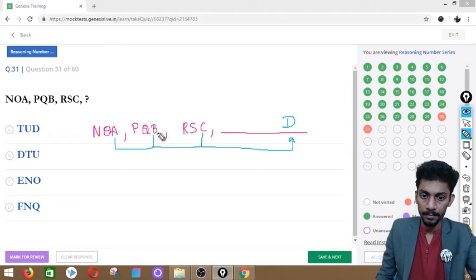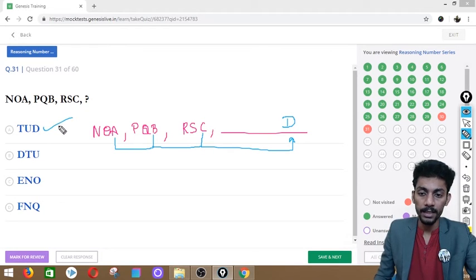Correct? A, B, C, D. Check the option which has the last letter as D. Only one option, option A, has the last letter as D. Okay, so we can easily get the answer from there. We'll still solve it further.